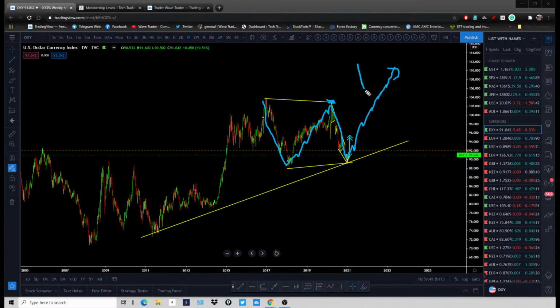So that wave needs fundamentals. We need strong fundamentals for the dollar to go in that direction. Either the US needs to outperform, or we need a lot of uncertainties in the market which can drive the dollar all the way back to that top.